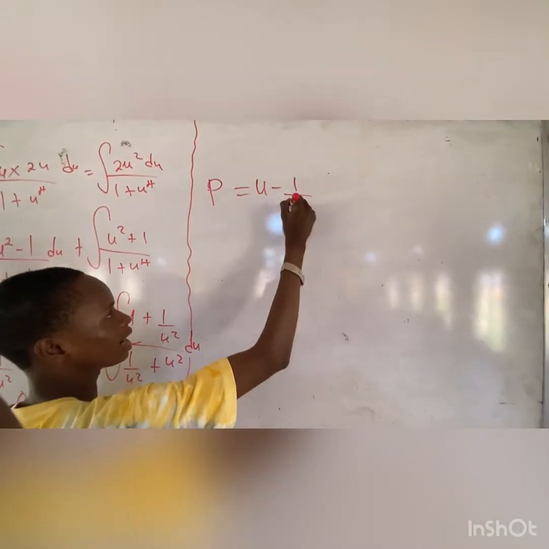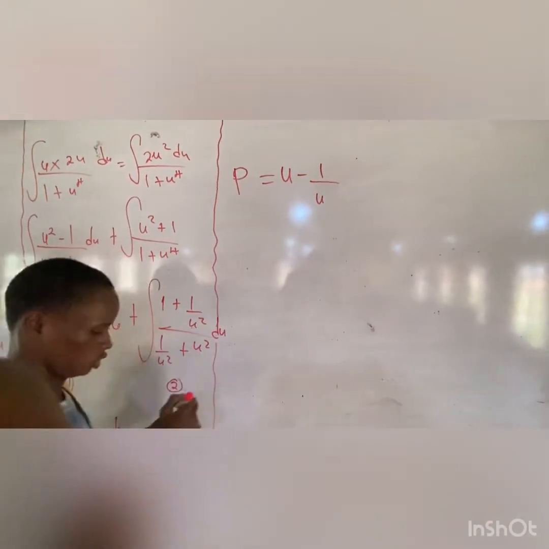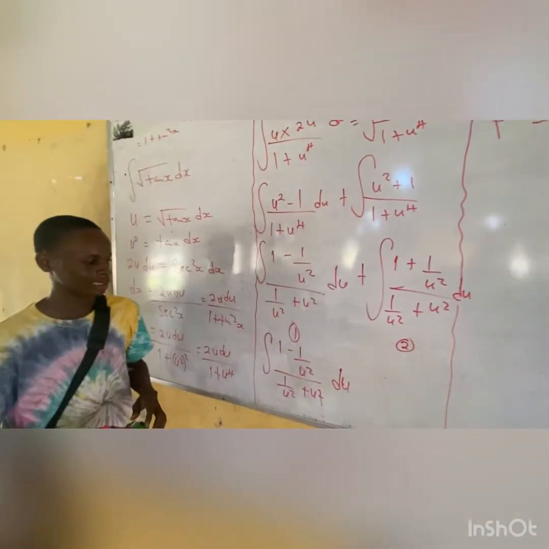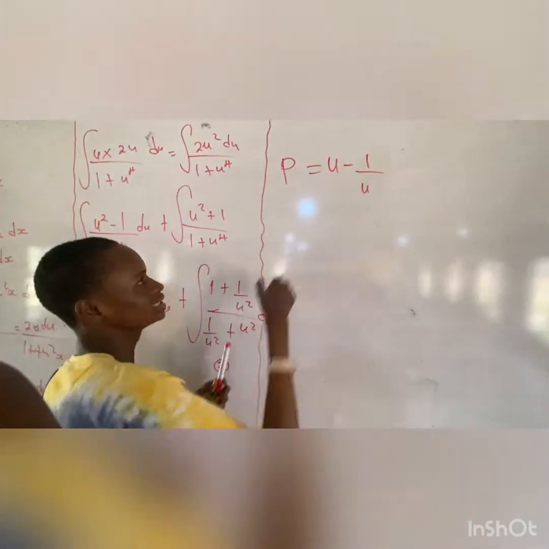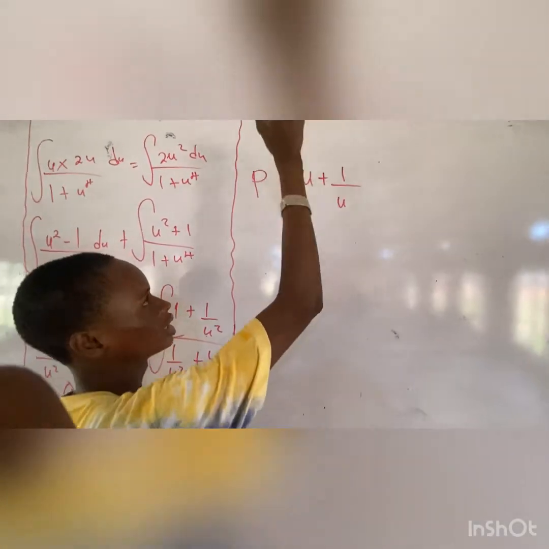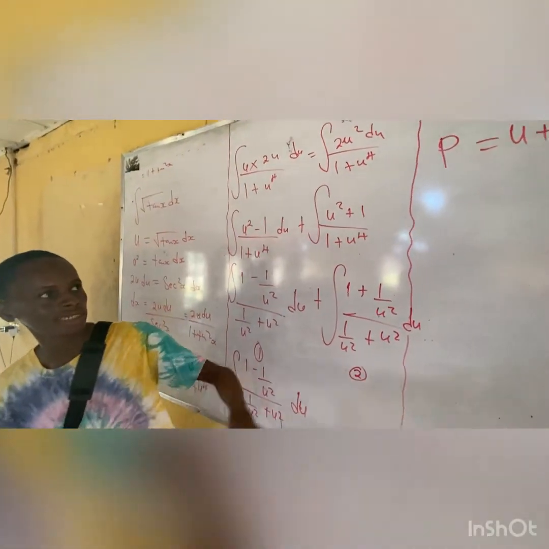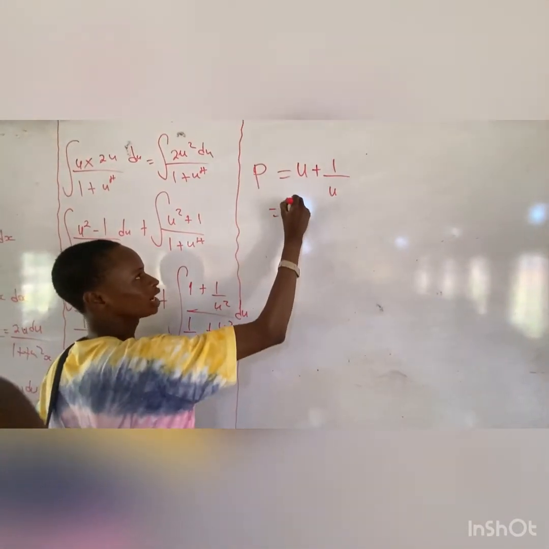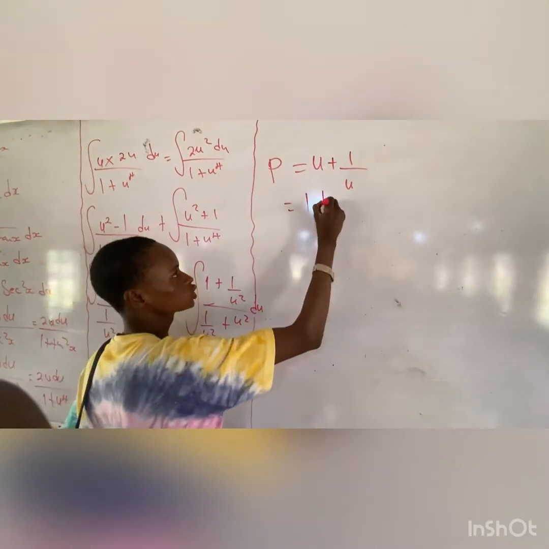minus 1 over u squared. Sorry, u minus 1 over u. Let's say P is equal to 1 over u. You understand? Now integrating this, let's use please. When we integrate this, we have integrate u, you have 1. I think we integrate 1 over u.